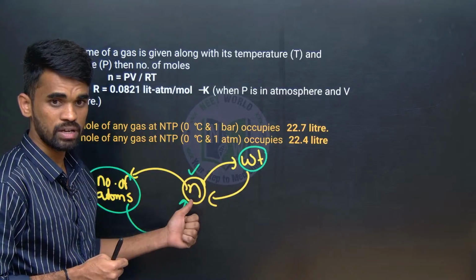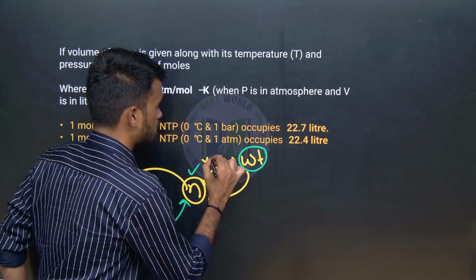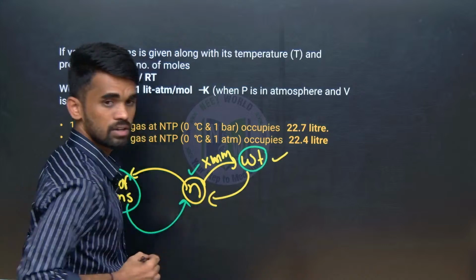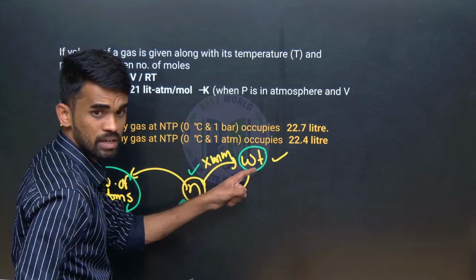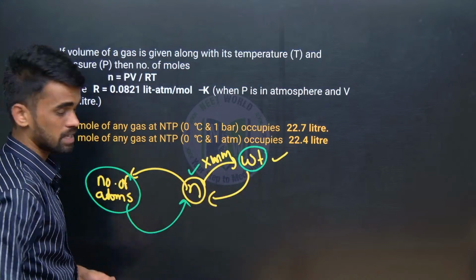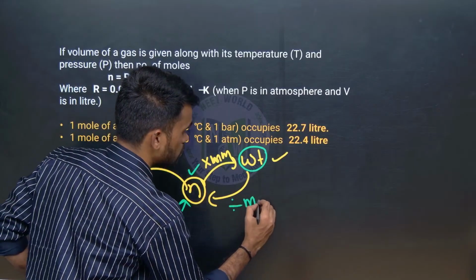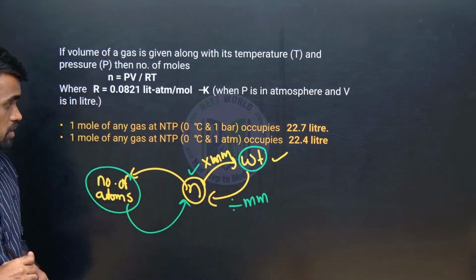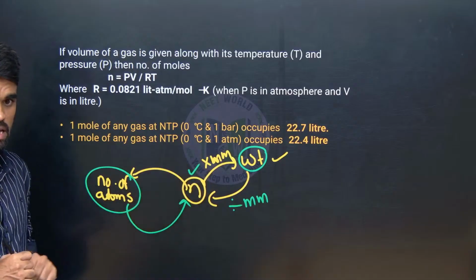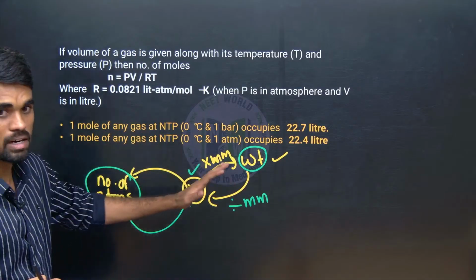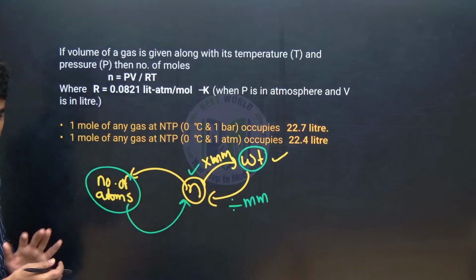number of moles is given, multiplied with its molar mass, then it will give us weight. If weight is given and number of moles is asked, just divide it by the molar mass, that's it. Hope this small chart will be helpful. At the end we will conclude like this. Just have an idea here.